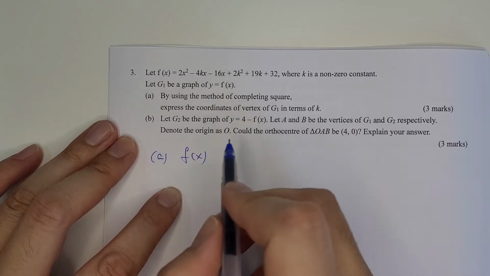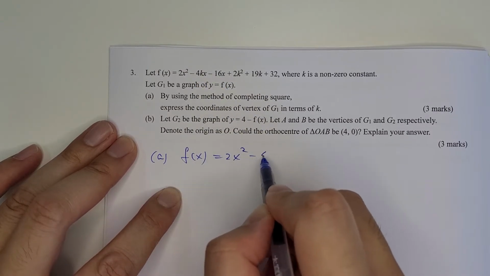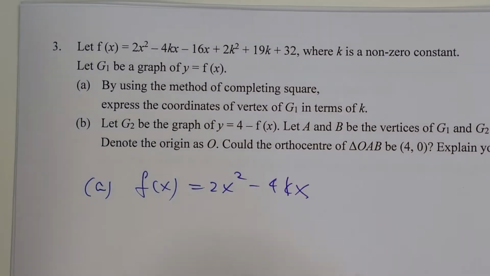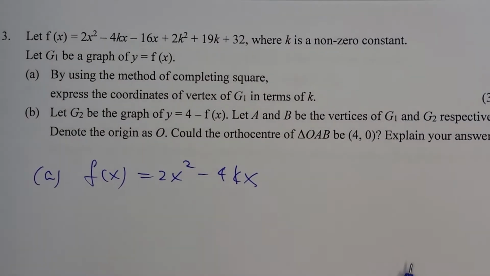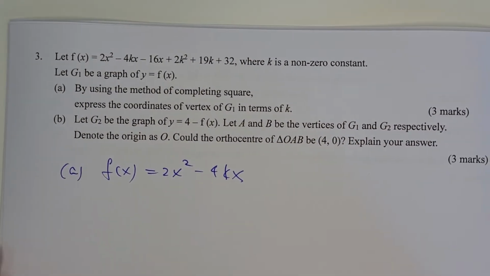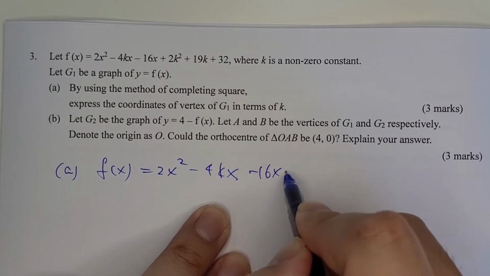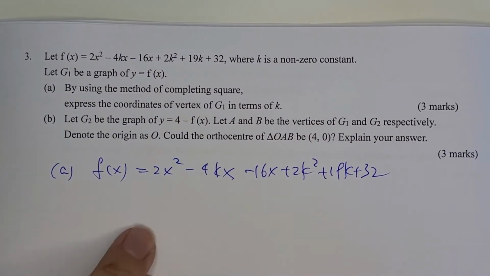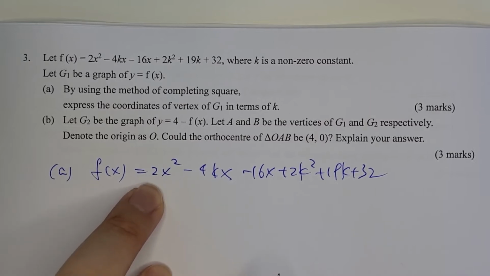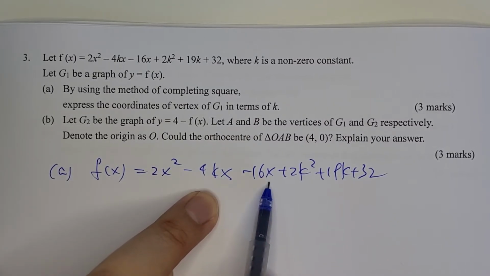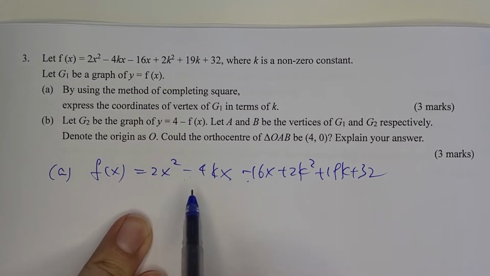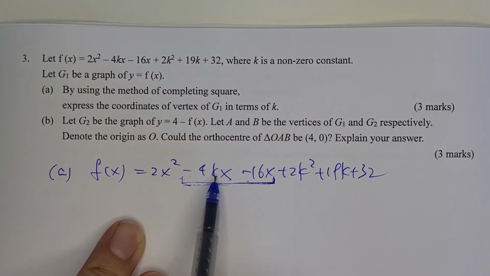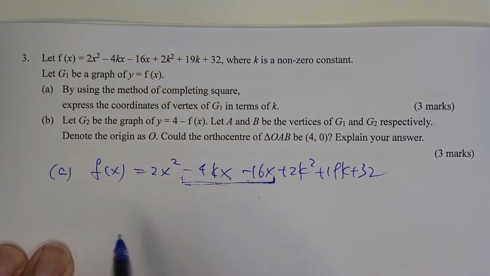there's some unknown constant k. 2x squared minus 4kx, let me change the size, okay, this is better. Minus 16x plus 2k squared plus 19k plus 32. You can see that the x squared term has a 2. The x terms, there are 2 of them. So you need to take the common factor x here. Do not just handle negative 4kx. You need to consider negative 16x also.